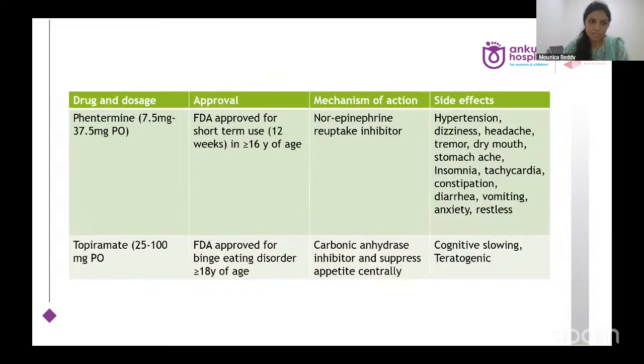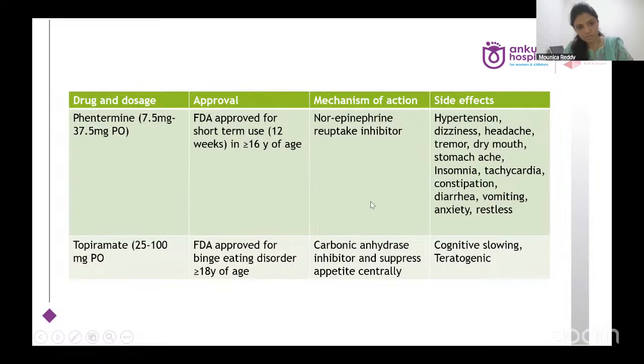The other medications are phentermine and topiramate. So phentermine is approved for short-term use in children more than 16 years of age. It's a norepinephrine reuptake inhibitor, which suppresses appetite again. And the side effects being hypertension, dizziness, dry mouth, insomnia. Topiramate is approved for binge eating disorder in adolescents or in adults more than 18. So it also suppresses the appetite, but especially because of its teratogenic potential, caution has to be used.